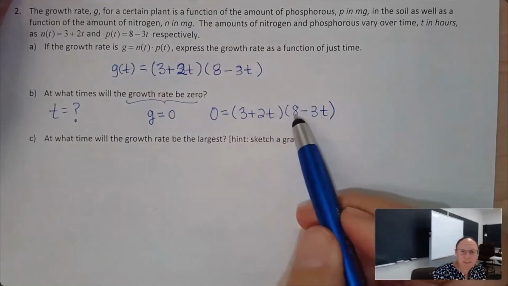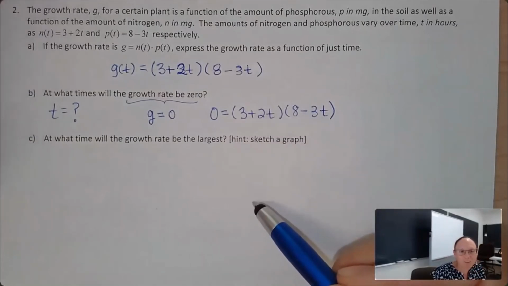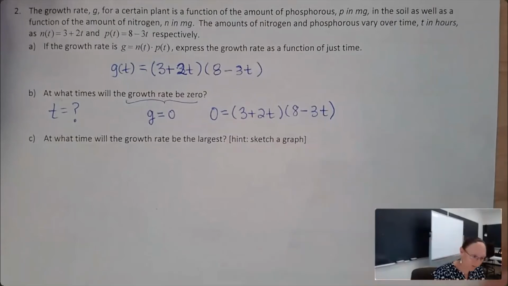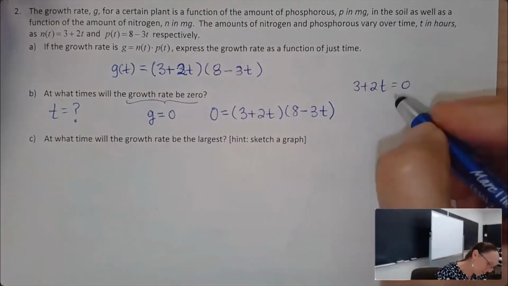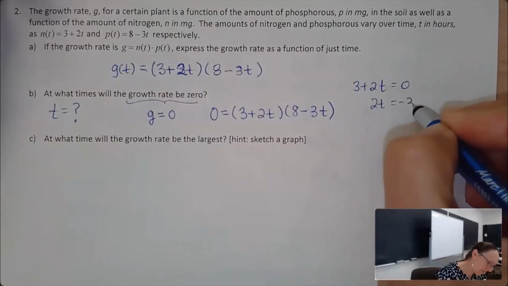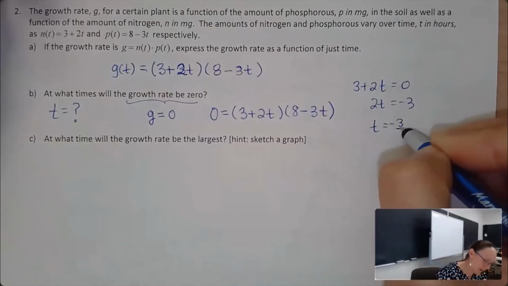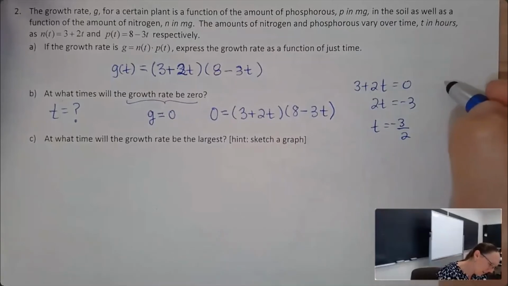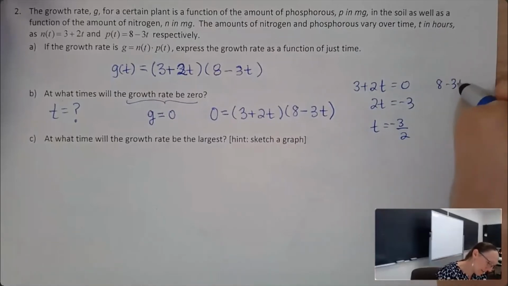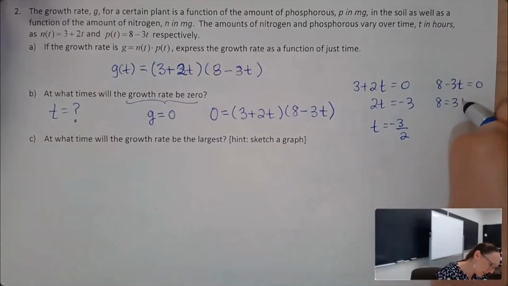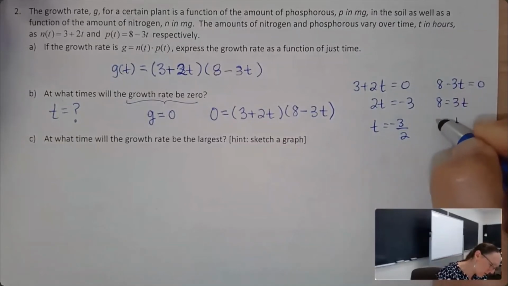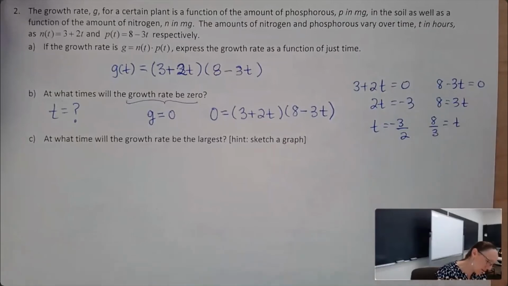If I have two things multiplied together to be equal to 0, one of those two things must be equal to 0. 3 plus 2t equals 0 means 2t is -3 and t is -3/2. Or if 8 minus 3t is equal to 0, 8 is equal to 3t, t is equal to 8/3.